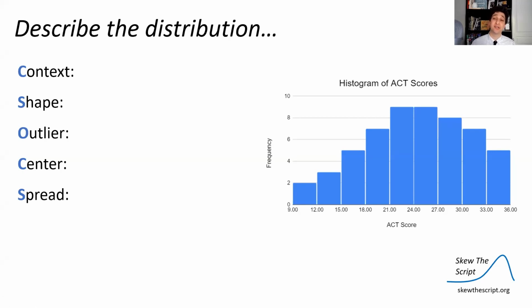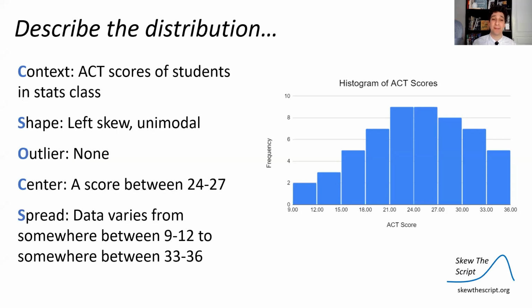So when you get a question that asks you to describe a quantitative distribution, you want to think, again, CSOCS: context, shape, outlier, center, and spread. In this case, this data is of ACT scores from a stats class. So we're going to include that context, saying these are ACT scores from a stats class.